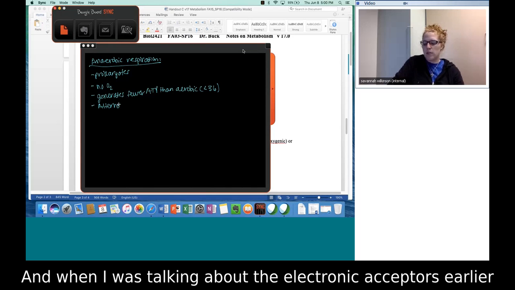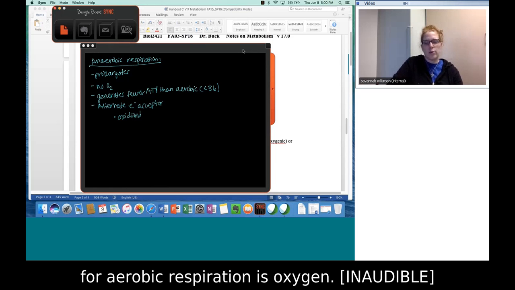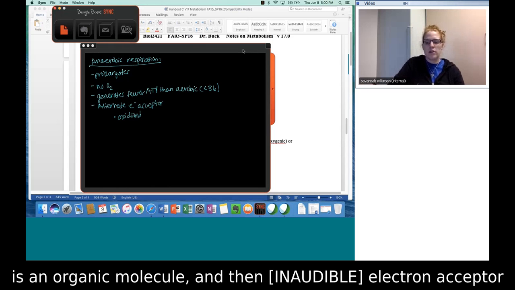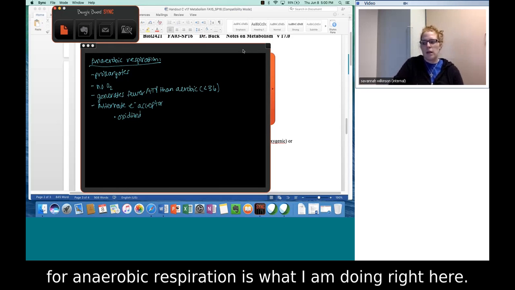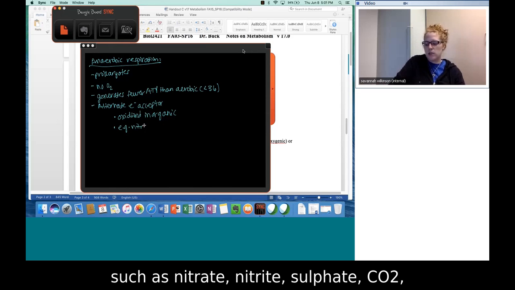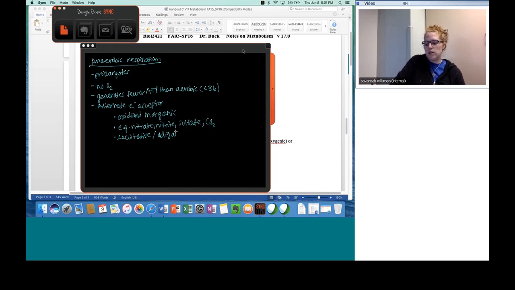And when I was talking about the electron acceptors earlier from the handout, the final electron acceptor for aerobic respiration is oxygen. Final electron acceptor for fermentation is an organic molecule, and then final electron acceptor for anaerobic respiration is what I'm fixing to write here. Either they're oxidized, an inorganic molecule, such as nitrate, sulfate, CO2, or facultative or obligate anaerobes.